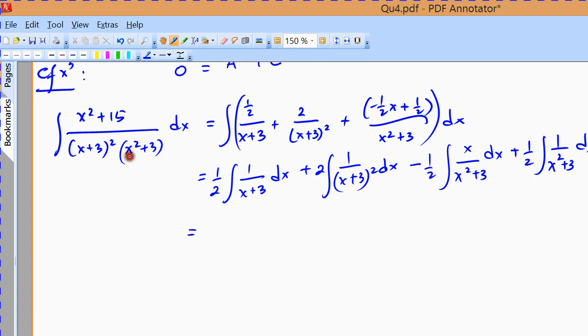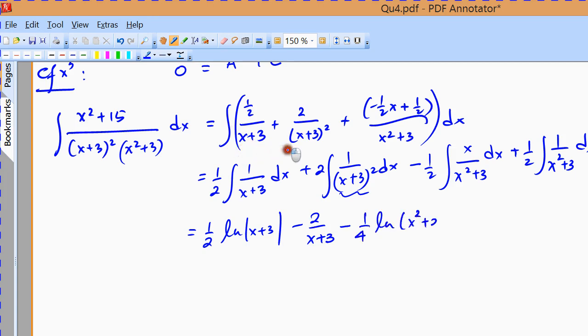So then we have half log x plus 3, no, this will be a minus 2 over x plus 3. If you don't know how to do this, use a u substitution here. Minus 1 over 4 log x squared plus 3. Again, if you don't know how to do this, use a u substitution. And finally we have 1 over 2 root 3 tangent inverse of x over root 3 plus c.